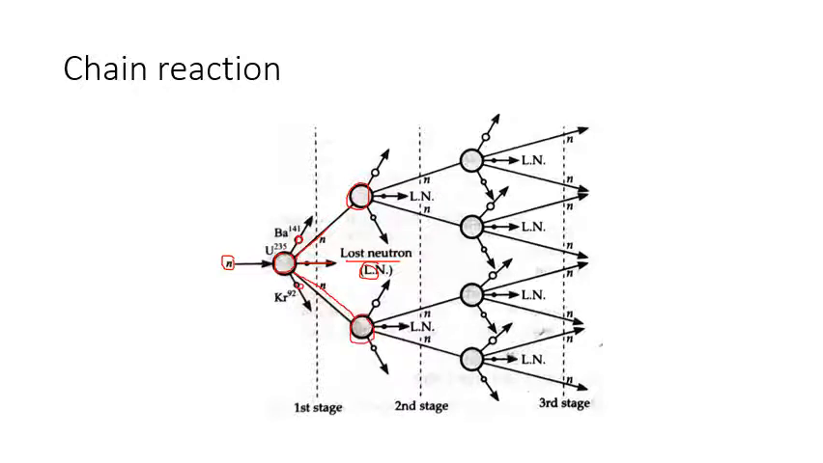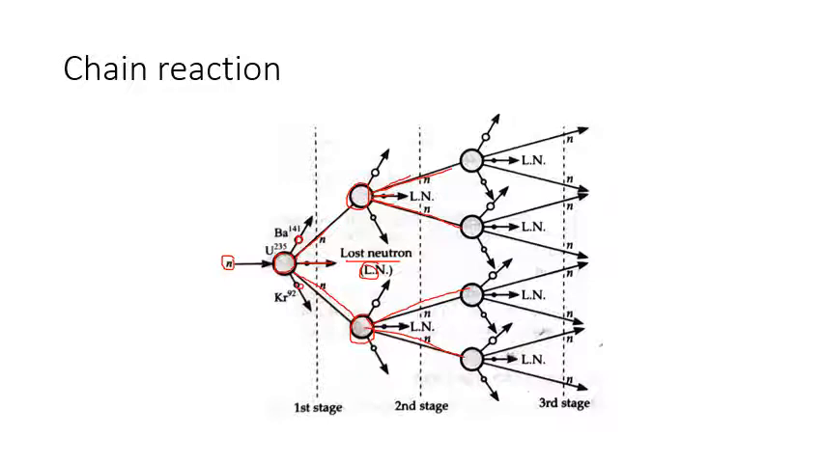If these 2 neutrons go and strike another nucleus, what will happen? Again they will give out 3 neutrons. This one gives 3 neutrons. Again, if one of the neutrons is lost, the other 2 neutrons go and strike other nuclei. In this case also it goes and strikes other nuclei. In this case the chain continues.